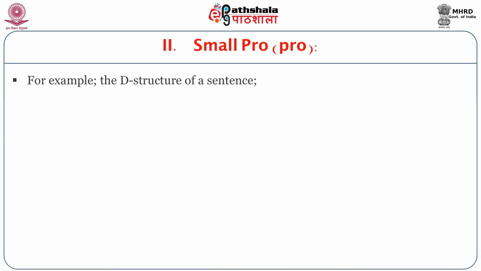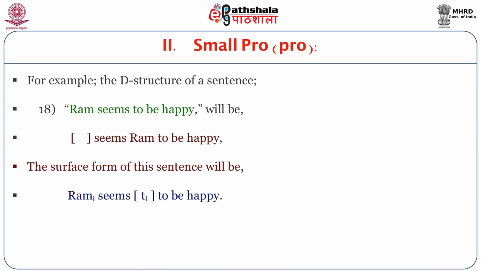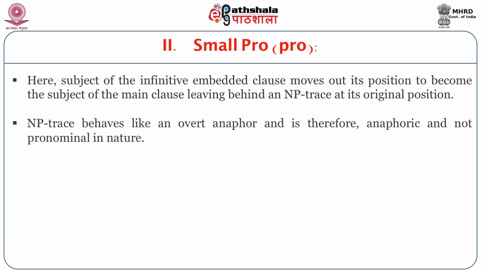For example, the D structure of the sentence "Ram seems to be happy" will be "seems Ram to be happy." The surface form of this sentence will be "Ram seems to be happy." Here, the subject of the infinitival embedded clause moves out of its position to become the subject of the main clause, leaving behind an NP trace at its original position. NP trace behaves like an overt anaphor and is therefore anaphoric and not pronominal in nature.